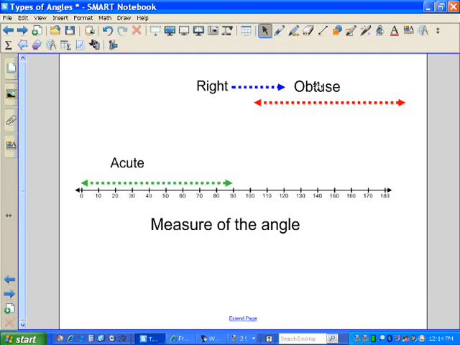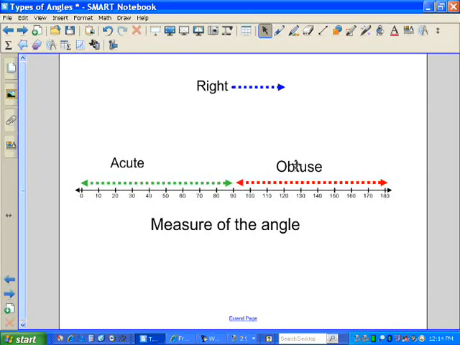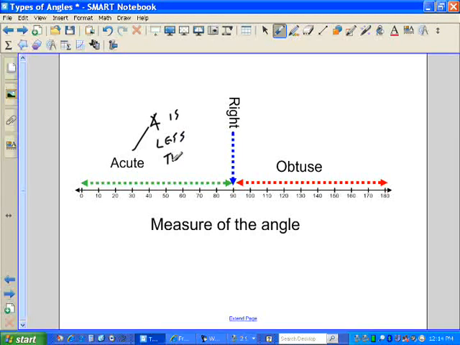Okay? Obtuse angles, they would be between 90 and 180. And then where do the right angles fit in? Right there, exactly 90. Okay, so put a couple of words there. The acute angle is less than 90 degrees. The obtuse angle is more than 90 degrees. And we all know a right angle equals 90 degrees.